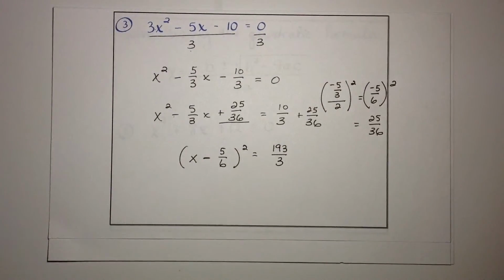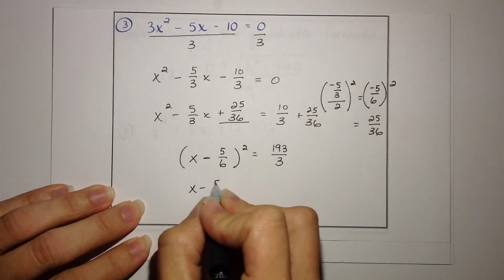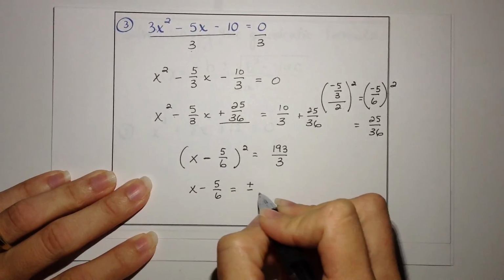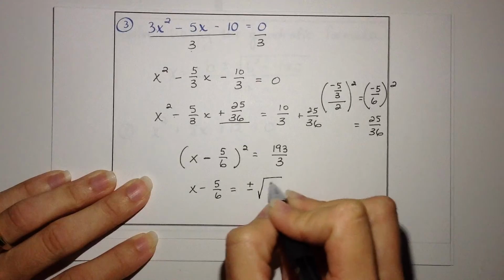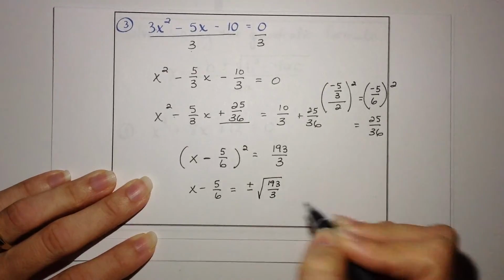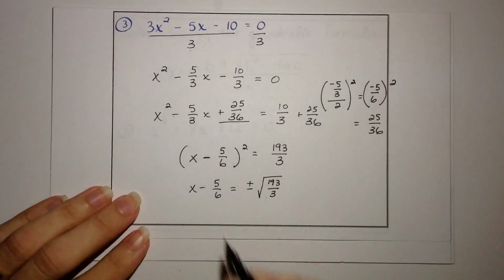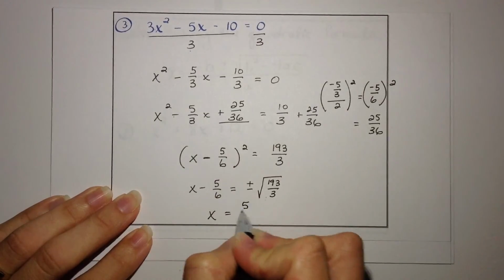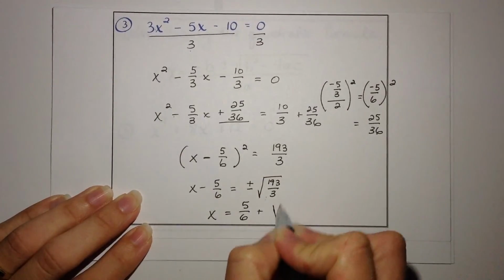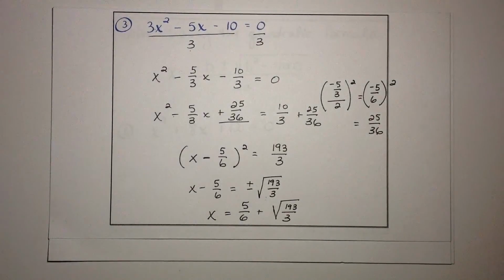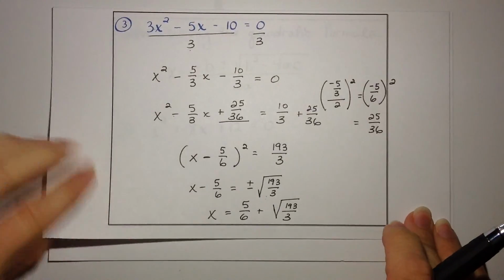Okay, so now we're ready to take square root of both sides. So x minus 5/6 is equal to plus or minus square root of 193 over 36. Now, neither one of these numbers are perfect squares like I had a while ago, so let's just leave it at this point for right now. Okay, last thing I need to do is add the 5/6. And there's your answer. Okay, so that is the end of completing the square.